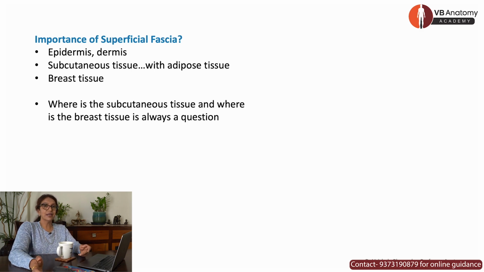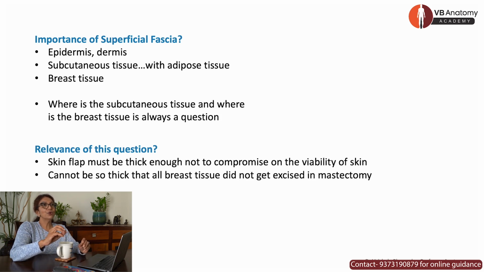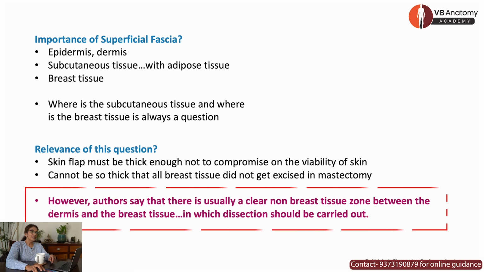So, how do you decide which is the subcutaneous tissue and where the breast tissue begins? The relevance is that if you're leaving a skin flap and removing the mammary gland, you have to keep a flap thick enough to remain viable, but not so thick that it contains some of the very breast tissue you were trying to remove. So that's why knowing exactly where the subcutaneous tissue ends and the breast tissue begins becomes important. Some doctors have said that there's usually a clear non-breast zone between the dermis and the breast tissue.